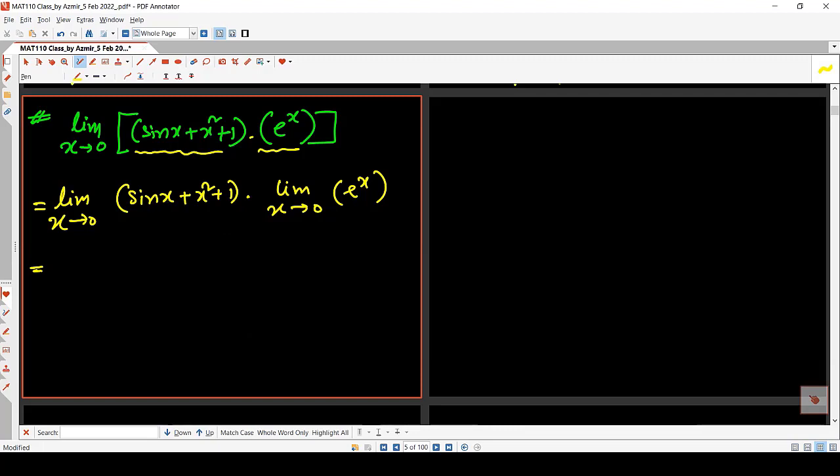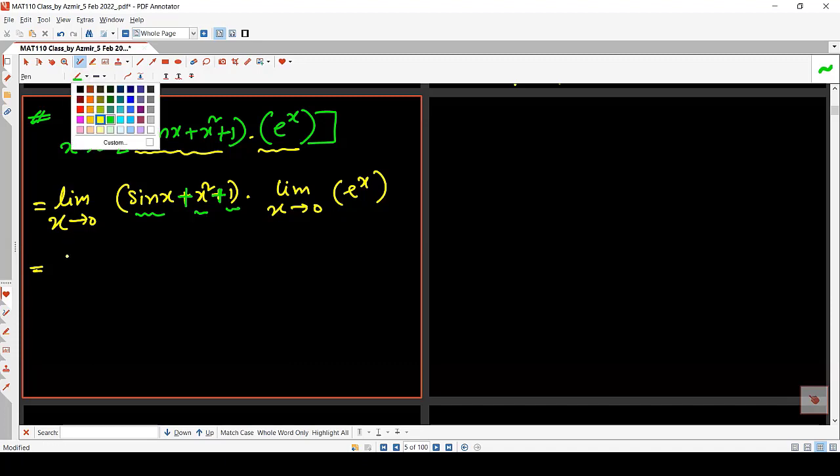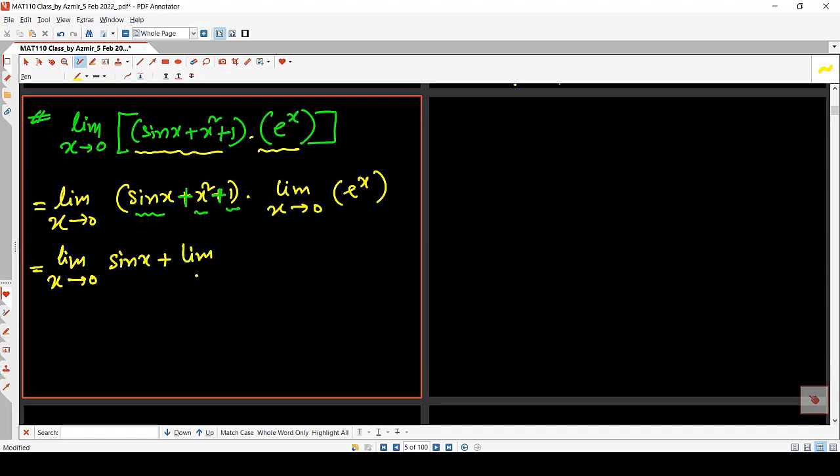We can also see that here we have positive. So that means we can also apply the sum law here. If we consider f of x, this is g of x, let's say this is h of x. So what we can write, limit x tends to 0 sine x plus limit x tends to 0 x squared plus limit x tends to 0 1 times we have limit x tends to 0 e power x.